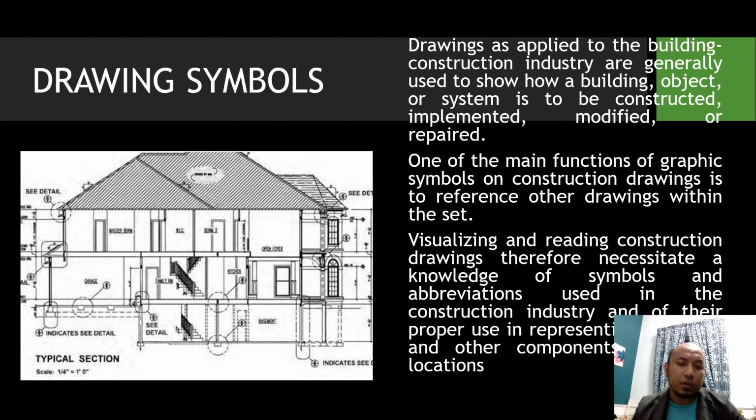As we know, drawing symbols applied to the building construction industry are generally used to show how the building, object or system is to be constructed, implemented, modified or repaired. One of the main functions of the graphic symbol in the construction drawing is to reference other drawings within the set. Visualizing and reading the construction drawing therefore necessitates a knowledge of the symbols and abbreviations used in the construction industry and of their proper use in representing materials and other components and their location.